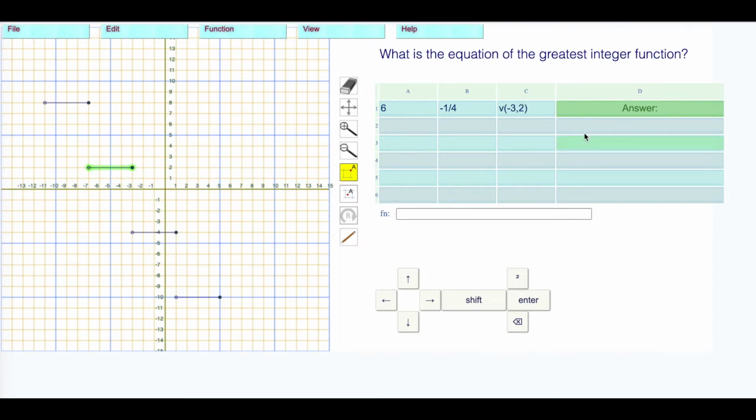The equation is y equals a, open greatest integer bracket, b, open regular bracket, x minus h, close the regular bracket, close the greatest integer bracket, plus k. So that's our equation. I'm going to replace the a with 6, the b with -1/4, h with -3, so -3 is +3, k with 2. And then we press enter to check to see if we're right.